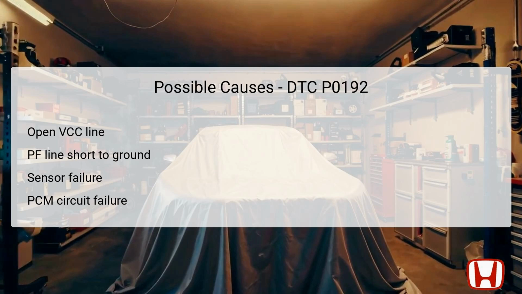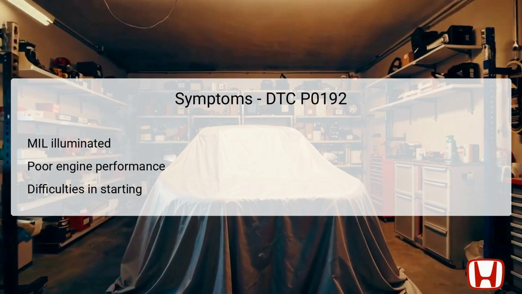Each of these possibilities represents a unique challenge, and identifying the specific cause during the troubleshooting process is critical for an effective repair. When DTC P0192 is triggered, several symptoms may become apparent, indicating that there is an issue with the fuel rail pressure sensor.